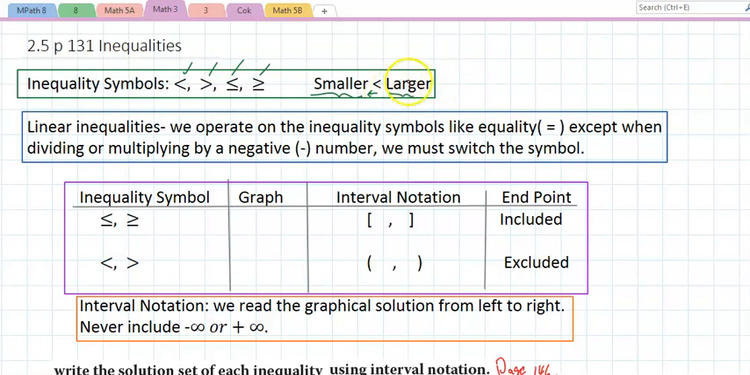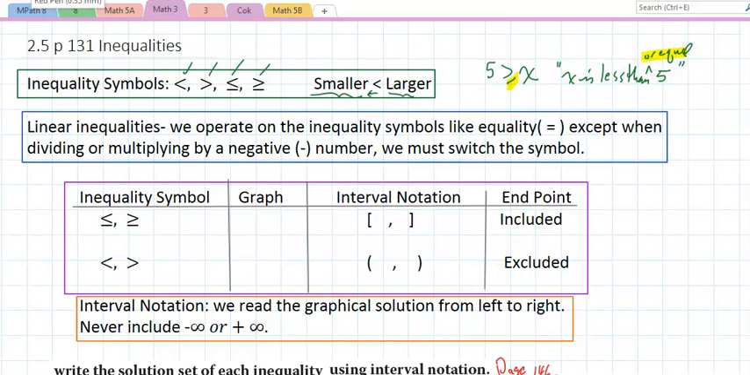You start reading an inequality symbol from where the variable is. So if I write this, you read x is less than 5. If I put that in, x is less than or equal. So that's what this adds, meaning included.